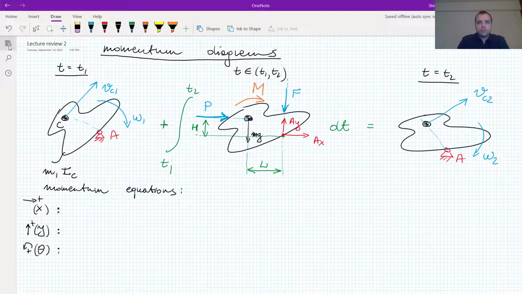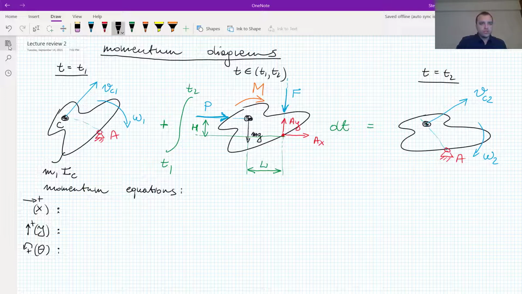and between time instant t1 and t2, we have a couple of forces acting on our body. There is applied force F and applied force P, and there is also a moment rotating our body, moment M. And we also have a reaction force at pin A. These are our momentum diagrams. Now let's turn them into momentum equations.